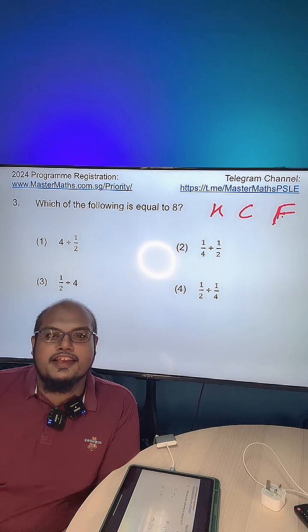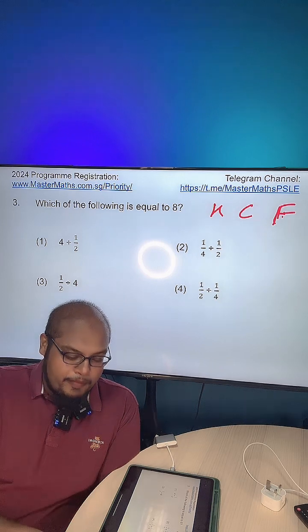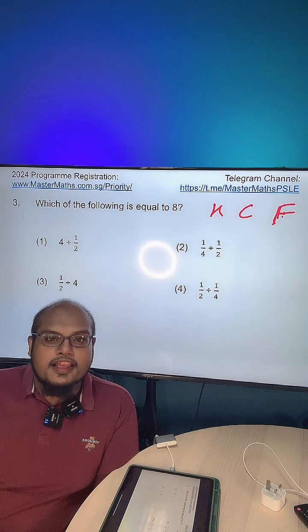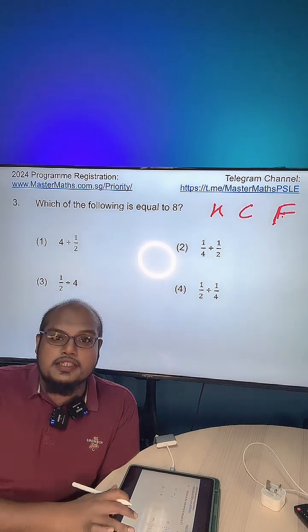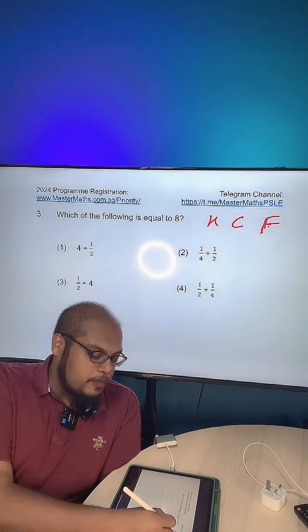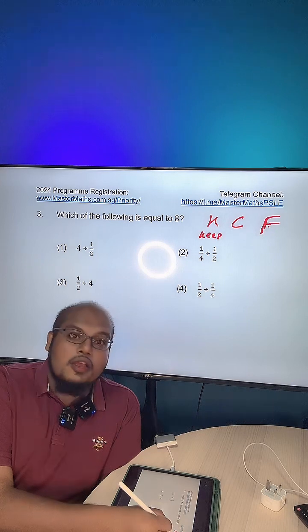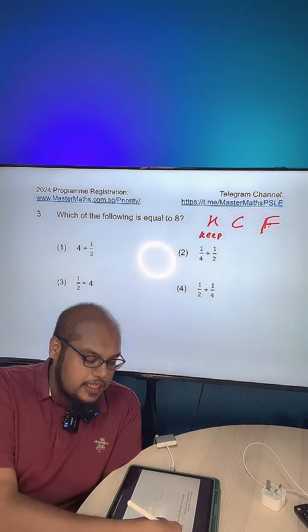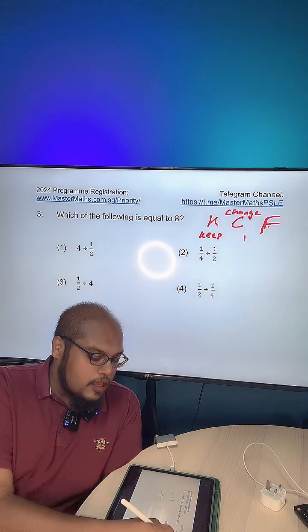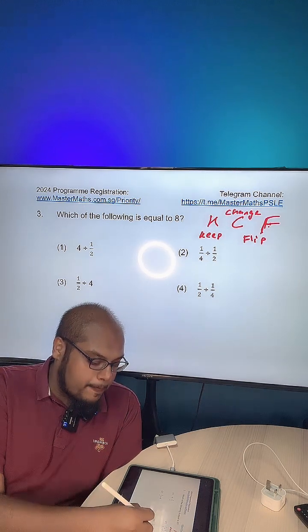Somebody is putting the answer there. Okay, let's go through option 1 first. Oh, I go from the last, okay? Firstly, that's why I didn't mention this. What do I mean by keep, change, flip? Okay, KCF. The K is keep. The C is change. The F is flip. So what you do is, you keep the first fraction.